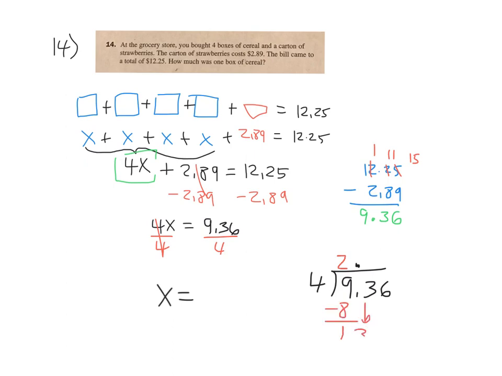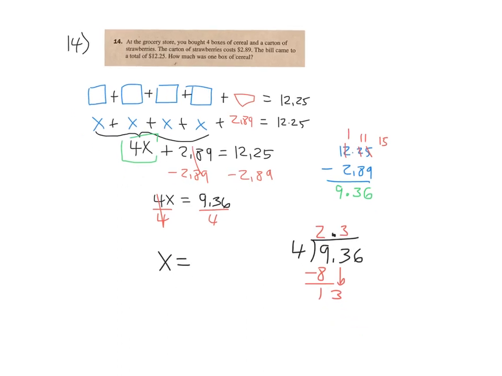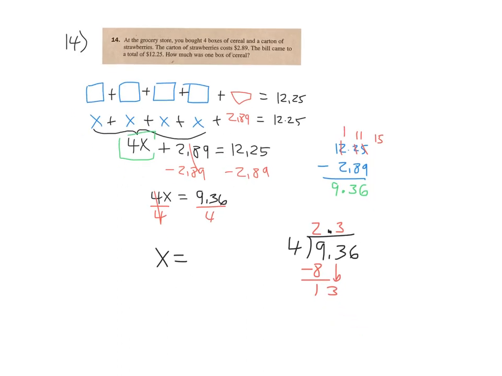Then we're going to drop this 13 down. How many times does 4 go into 13? 4 goes into 13 3 times, because 4 times 3 is 12, so we're going to put a 3 right there. Subtracting the 12 gives us a 1. Dropping down this 6, 4 times what gives me 16? 4 times 4 gives me 16, so therefore 2.34 is the answer.